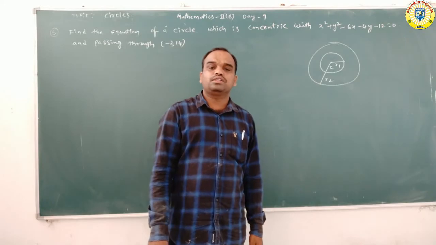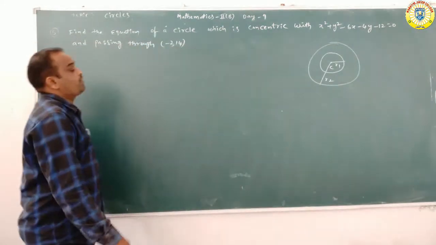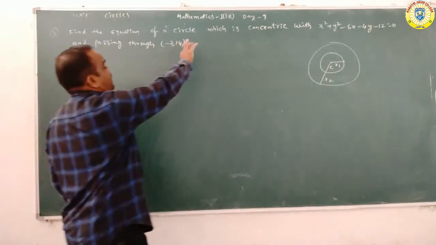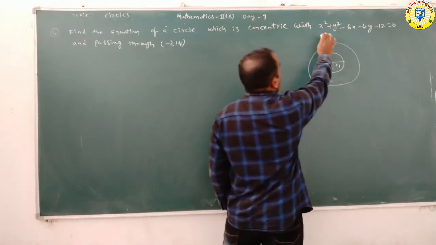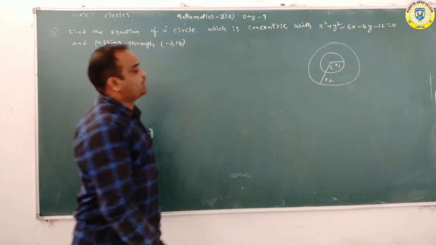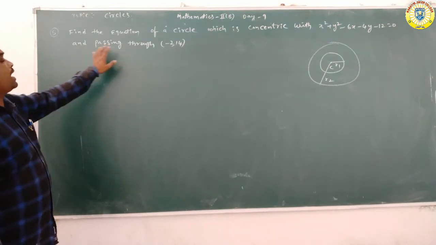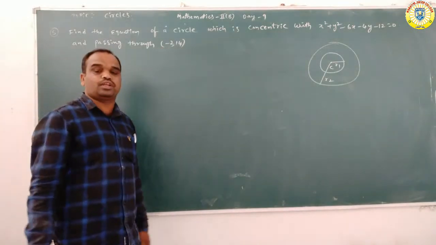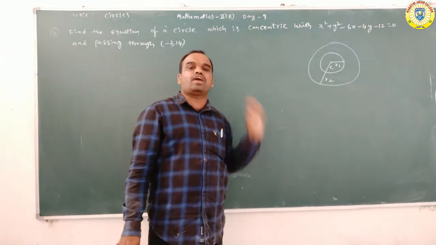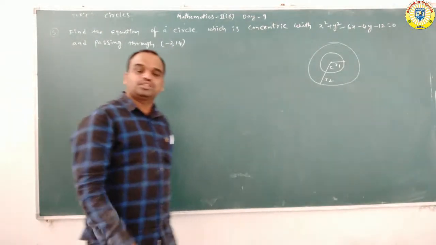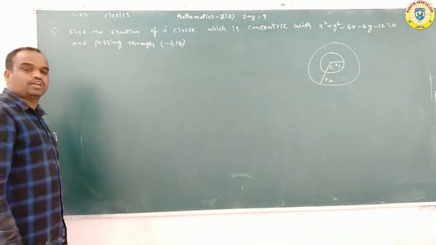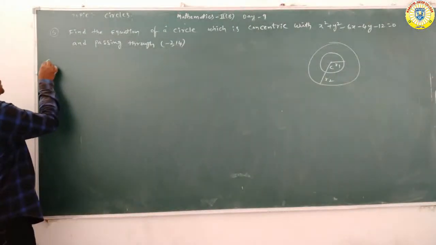Okay? See here. Now we are finding the equation of a circle concentric with x square plus y square minus 6x minus 4y minus 12 equal to 0 and passing through minus 2, 14. The difference is only the constant value in concentric circles. Same center but the radius is different. So see the solution.